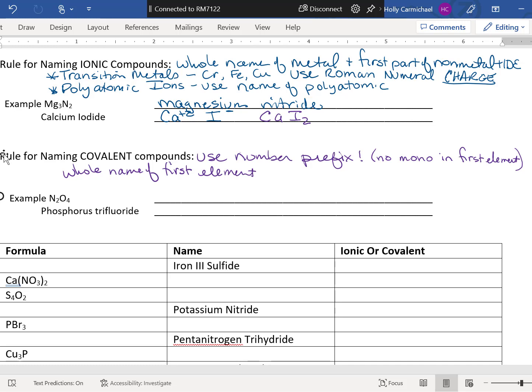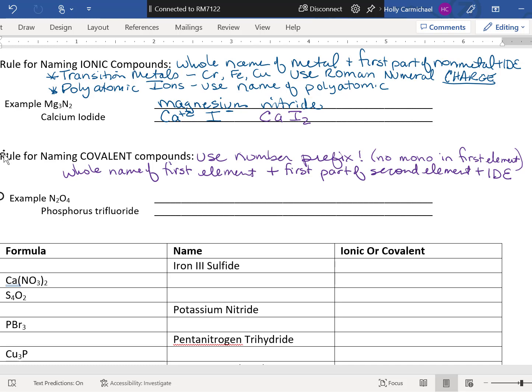So whole name of the first element plus second element. What do you use? First part of the second element, plus, and then you add IDE. These will always end in IDE, always, okay? And this only holds for binary.